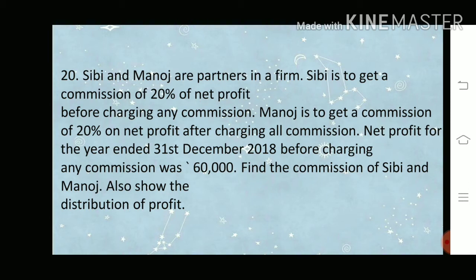ரெண்டு பேருக்குமே கமிஷன் தான் கொடுத்துருக்காங்க. ஆனால் பட் வந்து என்னென்னா பிஃபோர் அண்டு ஆஃப்டர் சச் கமிஷன் வந்து சார்ஜ் பண்ண சொல்கிறாங்க. ஓகேங்களா? ஸோ Manoj is to get a commission of 20% on net profit after charging all commission. Net profit for the year ended 31st December 2018 before charging any commission was 60,000. Find the commissions of Sibi and Manoj. Also show the distribution of profit.